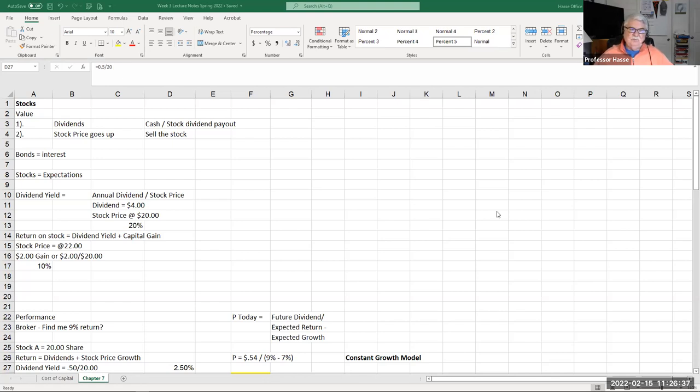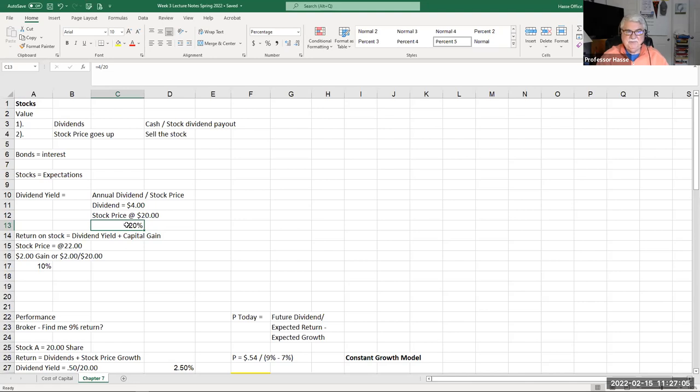For example, if somebody says, what's the current dividend yield on a stock? Well, the dividend yield is the current 12-month dividend being paid on the stock divided by the stock price that you purchased that stock at. So if the stock price is $20 a share and you get a $4 a year dividend, $4 as a percent of $20 is 20%. So your dividend yield is 20%.